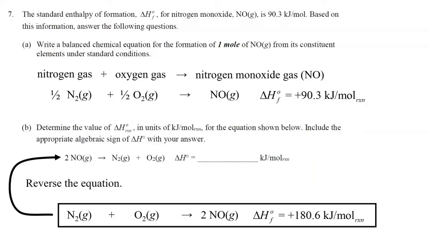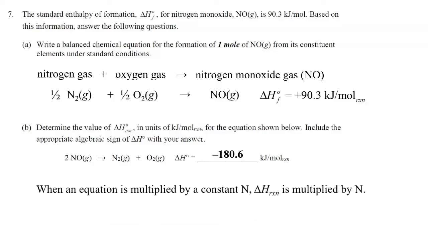So if I reverse the equation, I would have 2 moles of NO on the left, and I would have 1 mole of N2 and 1 mole of O2 on the right. When you reverse a chemical equation, you change whether something is endothermic to exothermic, or if it's exothermic, it becomes endothermic. So that's going to change the sign of delta H. So it was positive 180.6 kilojoules per mole of reaction. Now it is negative 180.6 kilojoules per mole of reaction.